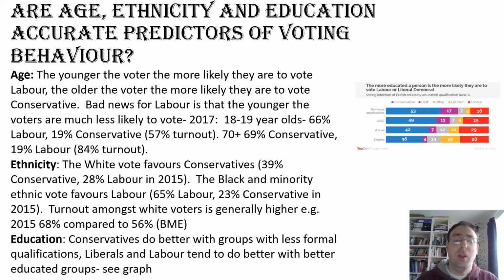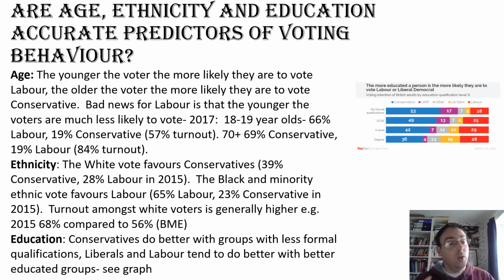Black and ethnic minority groups tend to favour the Labour Party. So we've seen in 2015, we've got a 65% vote for Labour, 23% vote for the Conservatives. And again, generally speaking, the white vote has a higher voter turnout than the BME vote. So we've got in 2015 68% turnout compared to 56%.